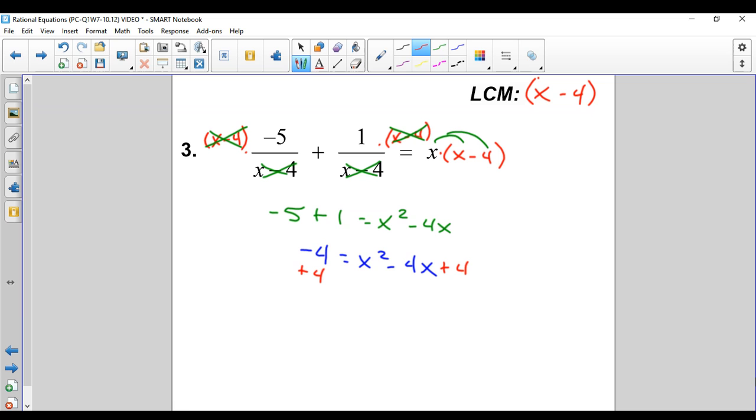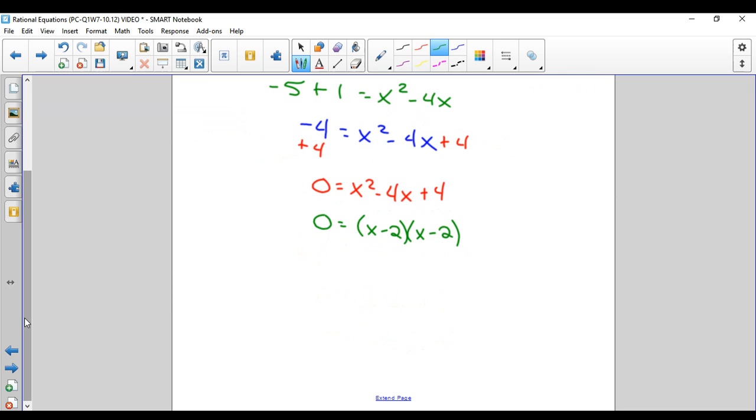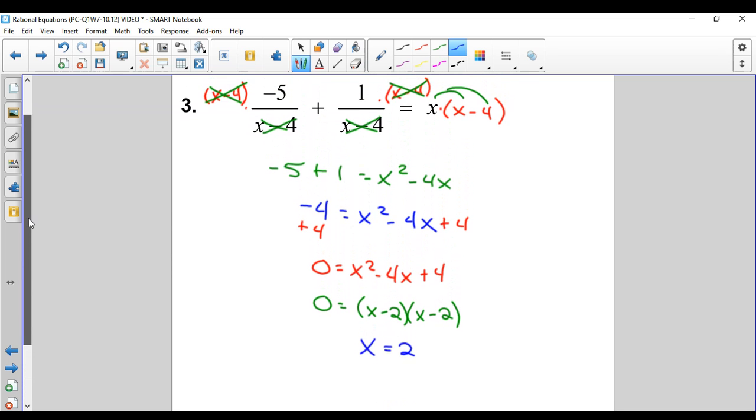We're not gonna be using the quadratic formula or anything like that. Factoring here will stay pretty basic as well. Factors of 4 that add up to negative 4, well, 2 and 2. x minus 2, x minus 2, or x minus 2 squared if you want. We only get one unique solution coming out of this, and it's x equals 2.